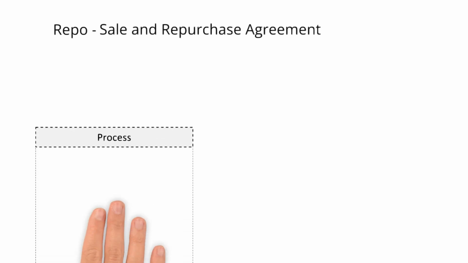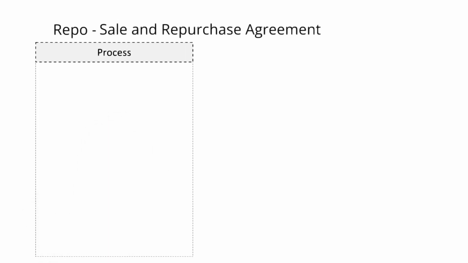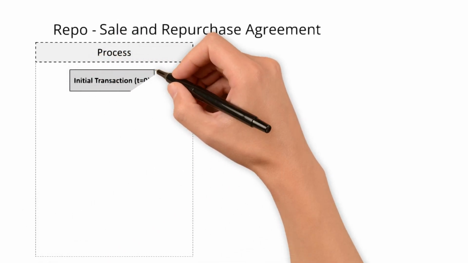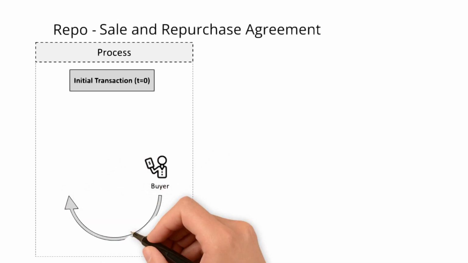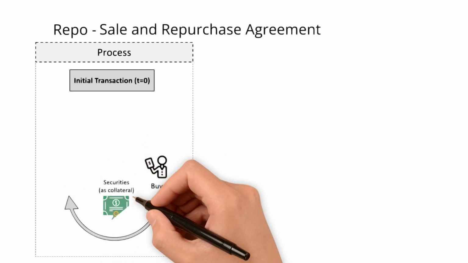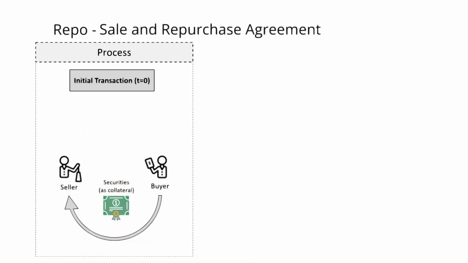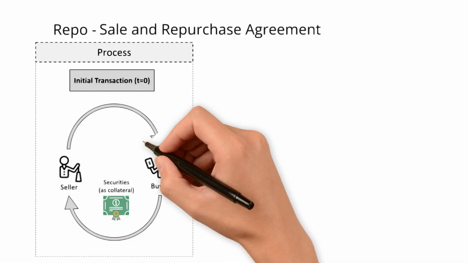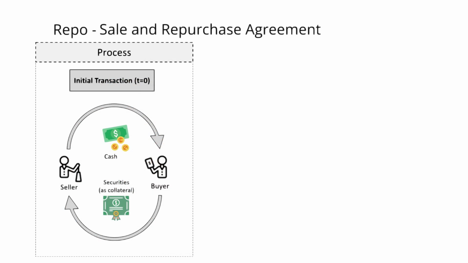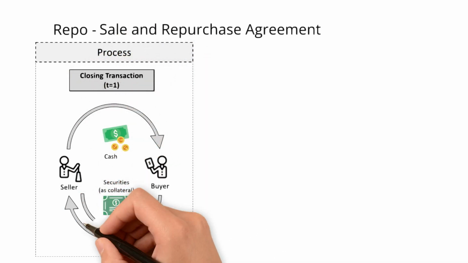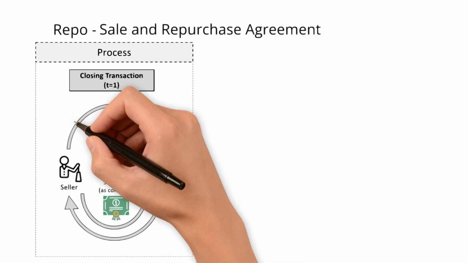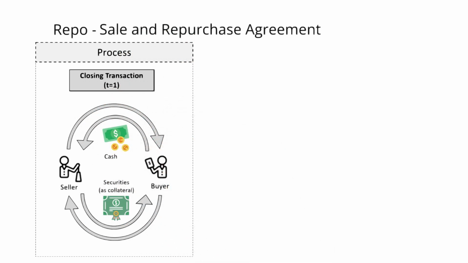How do repos work? What is the process? The buyer, typically a financial institution or investor, agrees to purchase securities, for example, government bonds, treasury bills, or other highly liquid assets from the seller. Simultaneously, the buyer and the seller engage in a separate agreement specifying the date when the seller will repurchase the securities from the buyer. This repurchase date is typically in the near future, usually within days or weeks. Repos are usually financial instruments with a short time component.